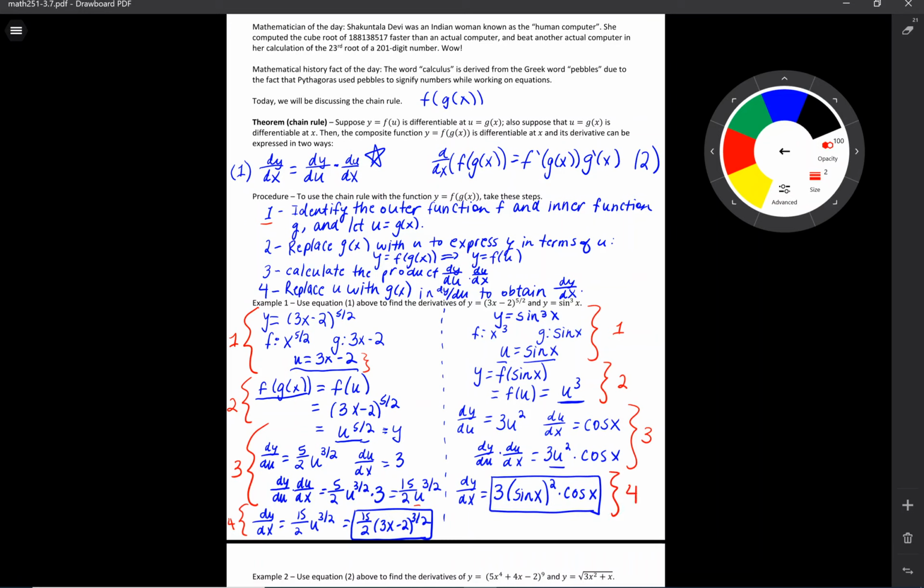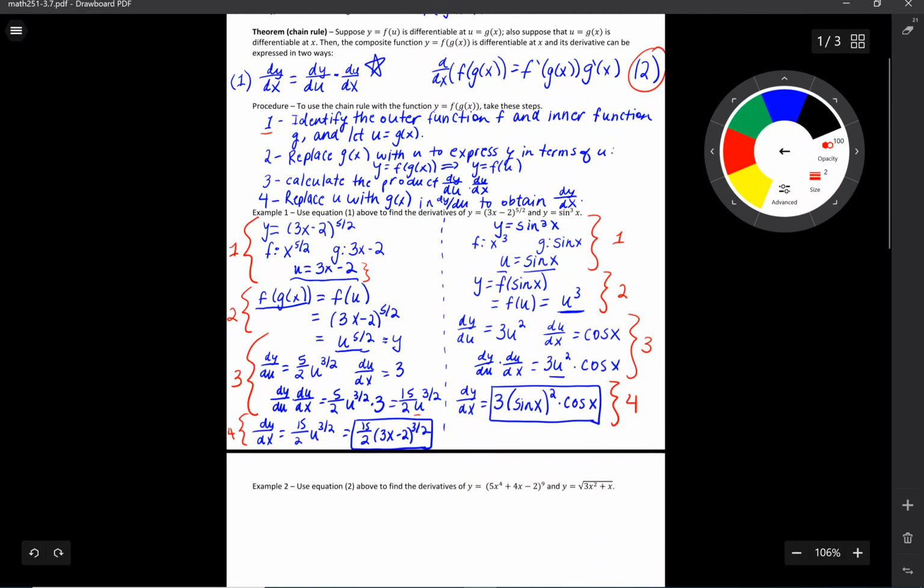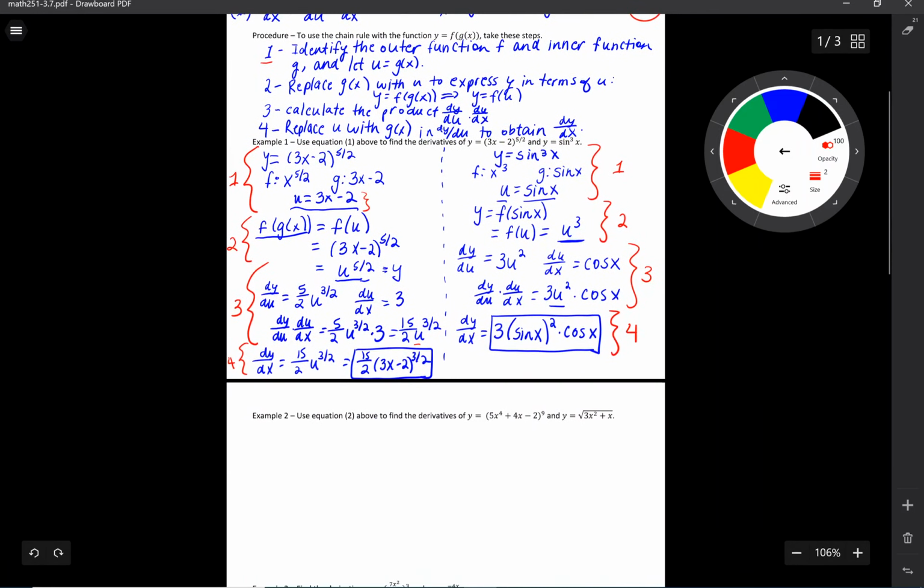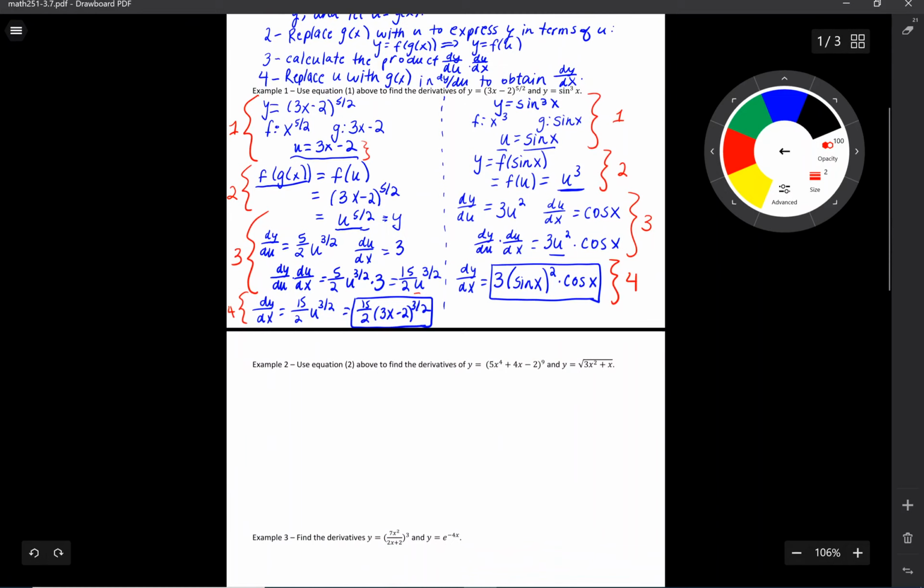So there's a lot of different variables going on here, which I know can be a little bit tricky. So let's try the next couple of examples using method number 2 here. And I think most of you will like this one, find it a little bit more approachable. So I want to use the second method to find the derivatives of these two functions. So let's do it.